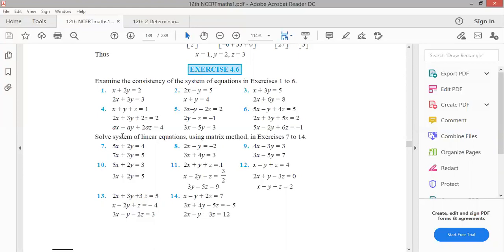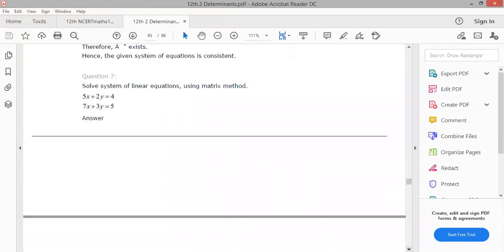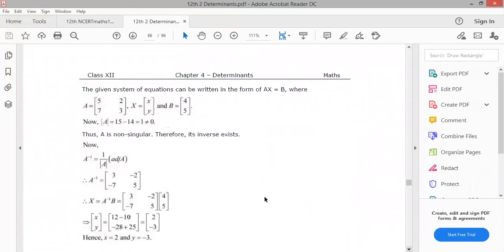We have two equations here in two variables. So we will be solving these equations by using the matrix method. Okay, we will write this system of equations first of all in matrix notation. That's AX is equal to B, where A is the matrix of coefficients, X is the matrix of variables, and B is the matrix of constants. Determinant of A is 15 minus 14, which is equal to 1, not equal to 0. A is a non-singular matrix, therefore its inverse exists.